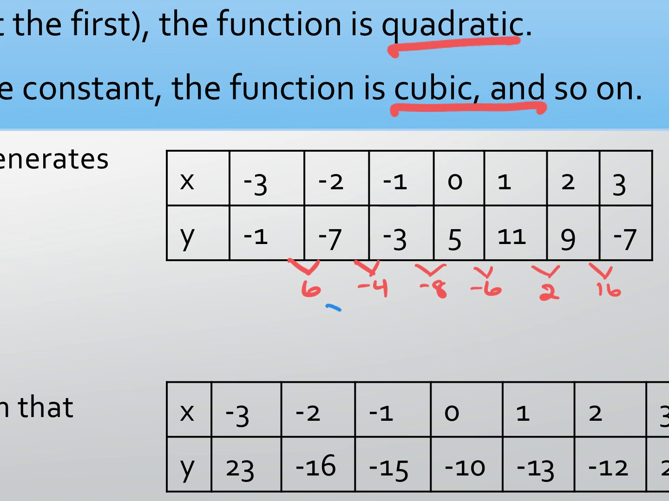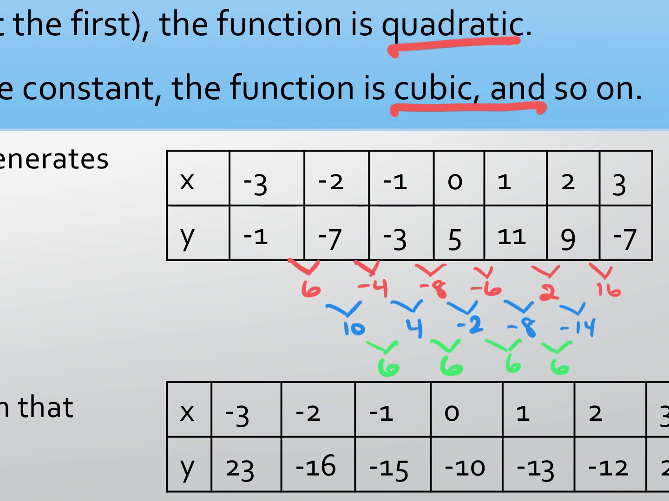So we're going to do it again, okay? 6 minus -4 is 10. -4 minus -8, +4. -8 minus -6, -2. -6 minus 2, -8. 2 minus 16, -14. And notice again, we did not get the same number, so we're going to do it again. 10 minus 4 is 6. 4 minus -2 is 6. -2 minus -8 is 6. And -8 minus -14 is 6.